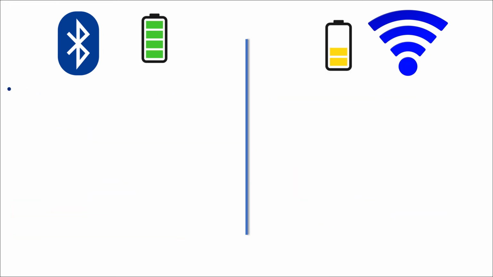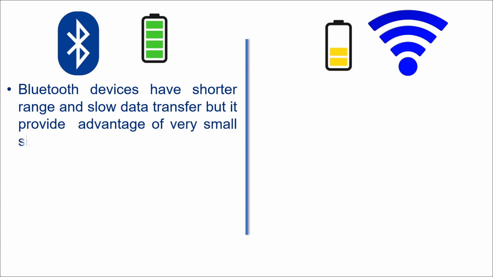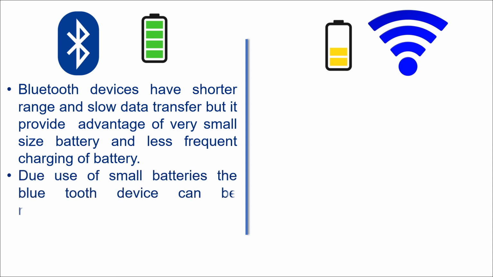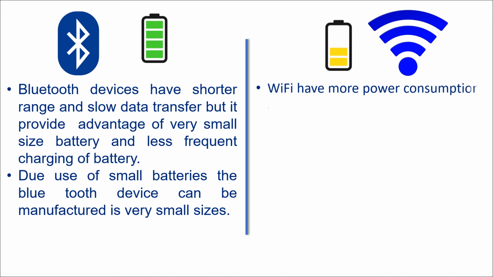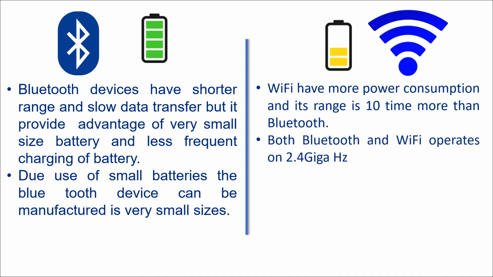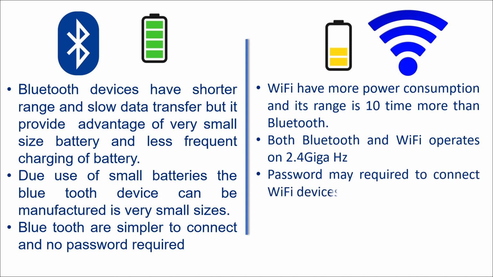Although Bluetooth devices have a shorter range and slow data transfer rate, they provide the advantage of a very small battery and less frequent charging of that battery. Due to the use of a small battery, Bluetooth devices can be manufactured in very small sizes, while Wi-Fi has more power consumption and its range is 10 times more than Bluetooth. Bluetooth and Wi-Fi both operate on 2.4 GHz frequency. Bluetooth is simpler to connect and no password is required, while Wi-Fi may require a password to connect the devices.